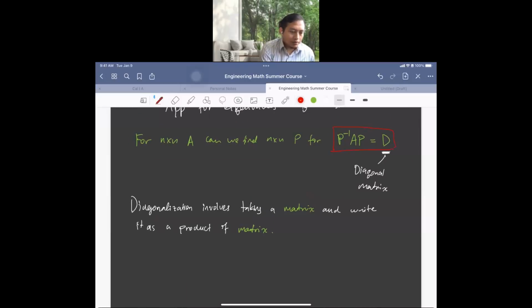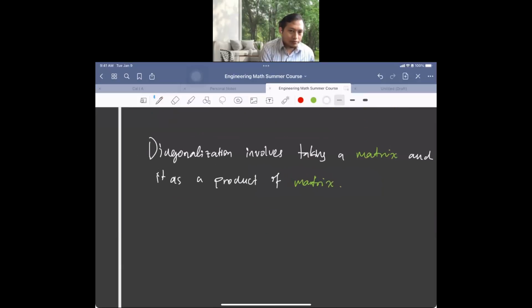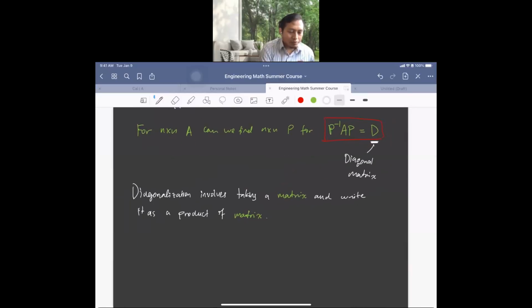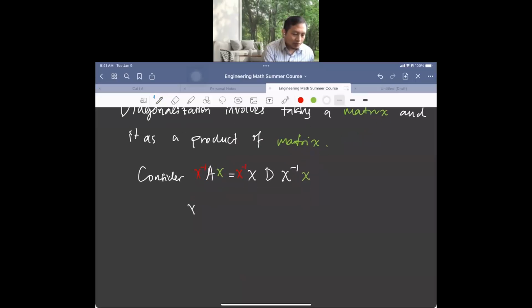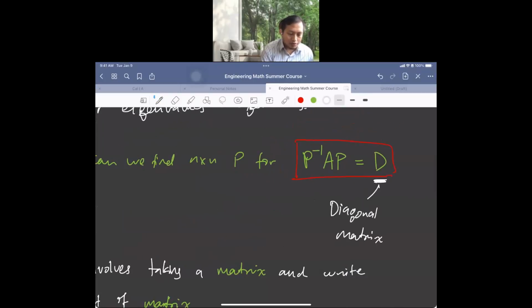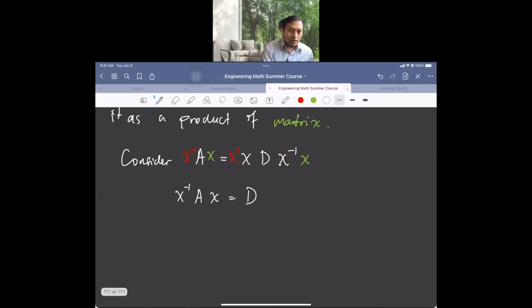To get into what we have here, the P, let me consider not P but X, to give you more idea. So consider if we have A equal X D X inverse. First we multiply on the left with X inverse, and then multiply on the right with X. So we are going to have X inverse A X equals our diagonal D. This is a similar structure to what we have here.